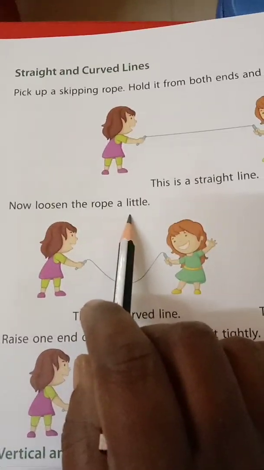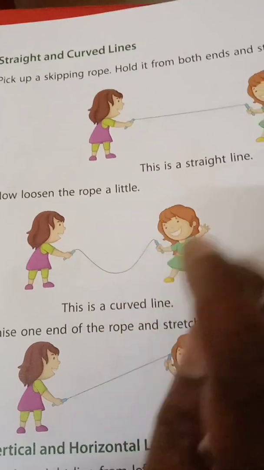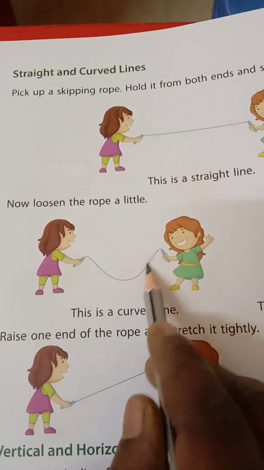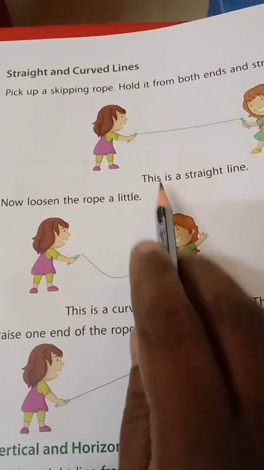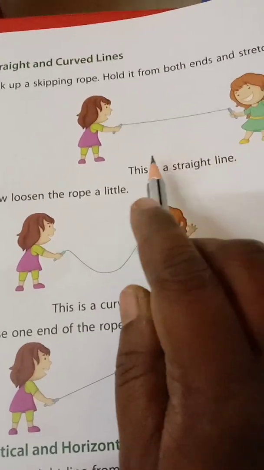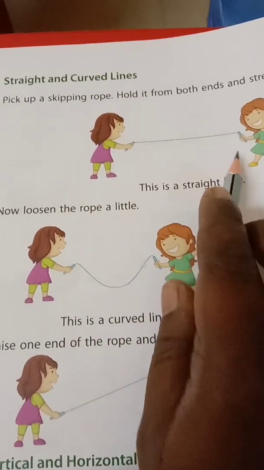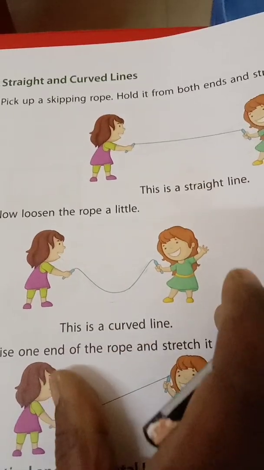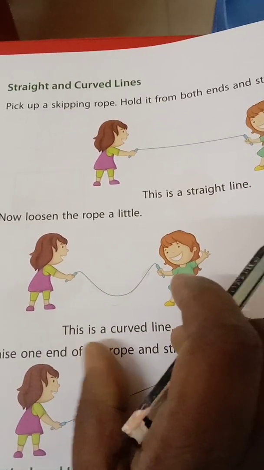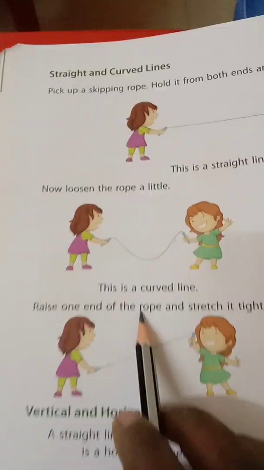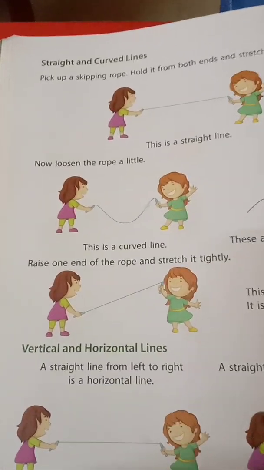Now loosen the rope a little. See, when they came together, then it has become a curved line. When they are far apart and they stretch it tightly, it has become a straight line. And when they came close to each other, then it has become a curved line.